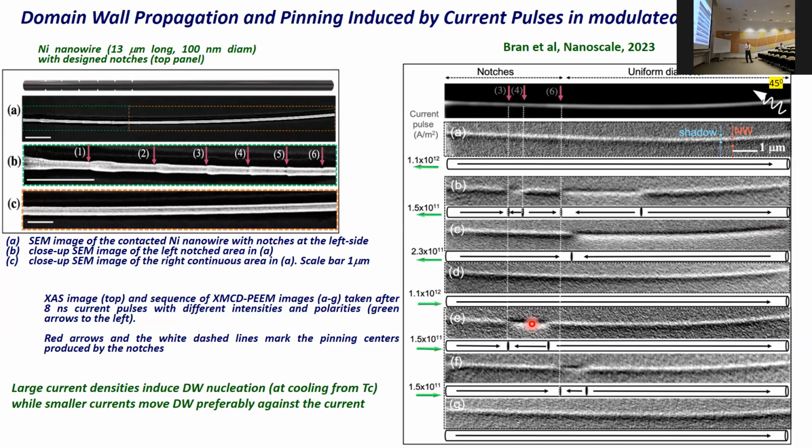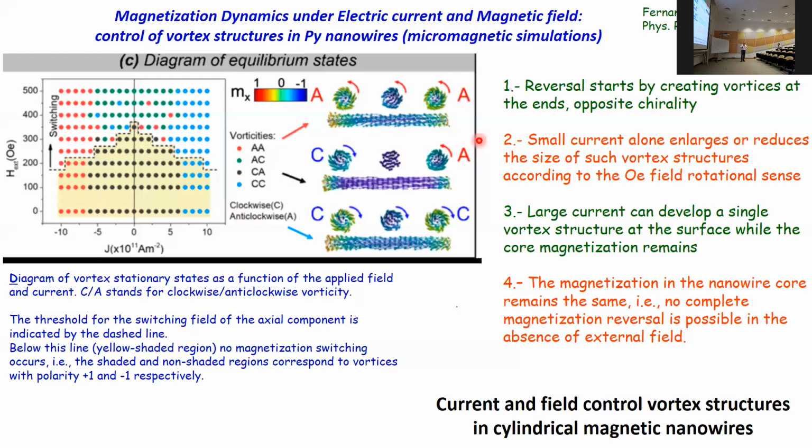So here we applied a pulse of current and we observe the change in the magnetic domains after the application of an electrical current. And this was performed experimentally in nickel nanowires. Nickel has cubic anisotropy. And the very last, these are micromagnetic simulations, in this case for permalloy nanowires with no anisotropy, crystalline or magnetoelastic.